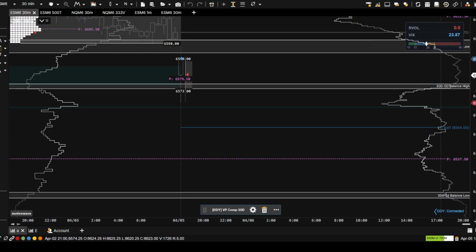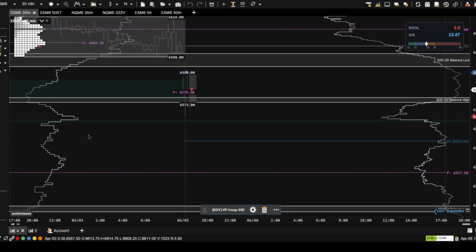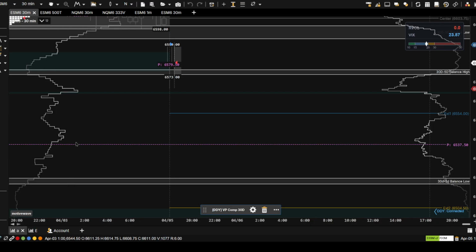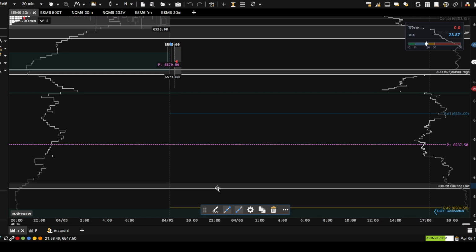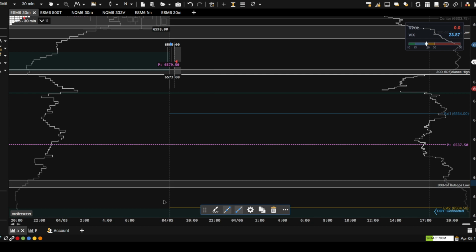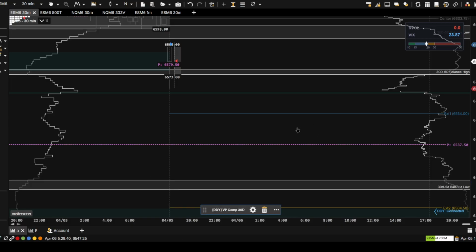Let's see this drop of volume right here. This is the change from a high volume node to a low volume node. A balance is an amount of high volume nodes in an area. Something like this. Something like this. Let's go.